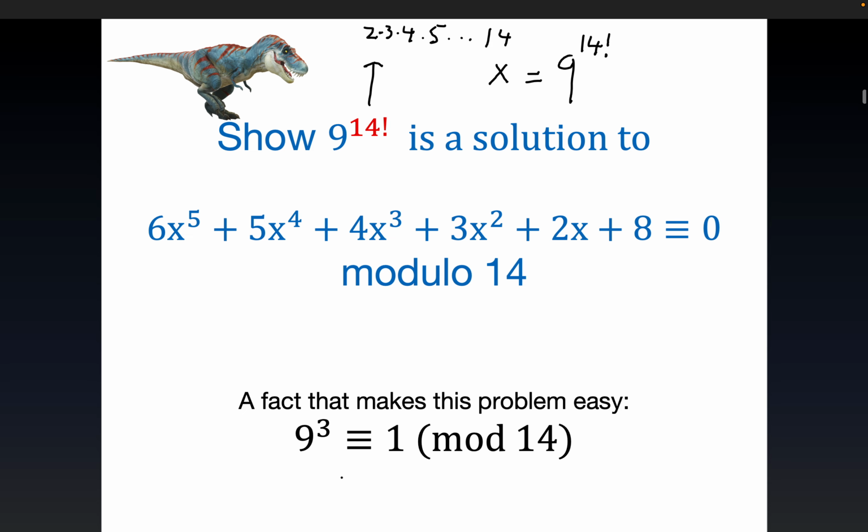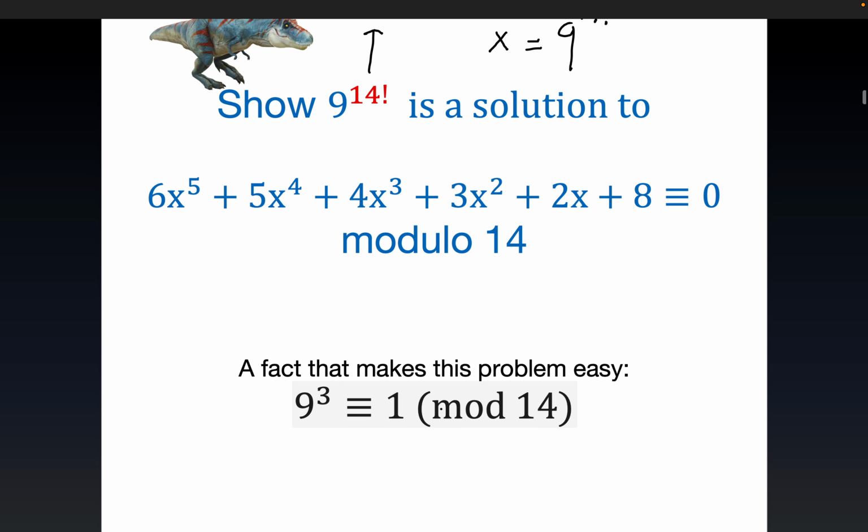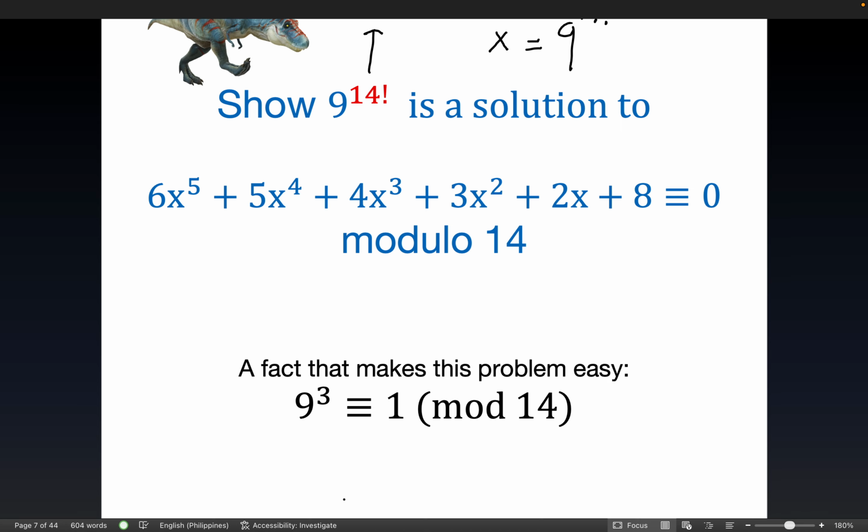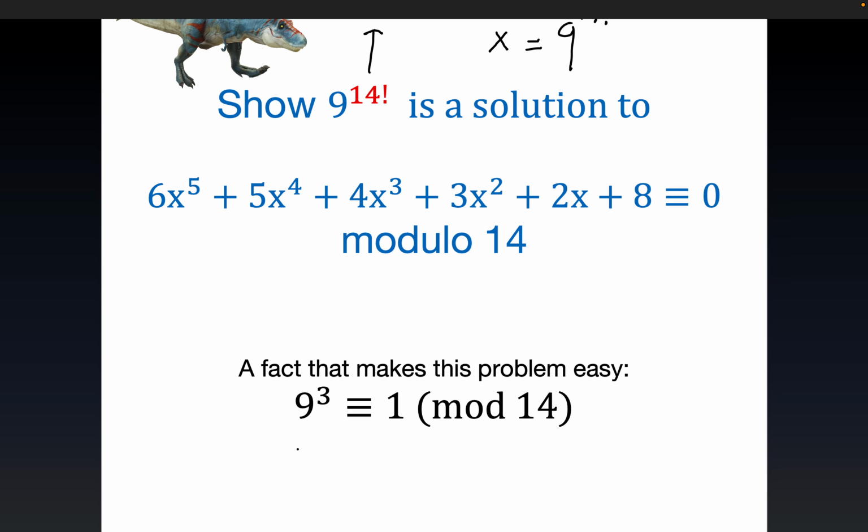Again, this requires some computation. A fact that makes this problem fairly straightforward is that 9 cubed is congruent to 1 mod 14. That means when you compute 9 cubed minus 1 and divide by 14, you get a remainder of 0. From a modular arithmetic perspective, I'll go ahead and show you why it's true. 9 cubed is the same as 9 squared times 9, right?